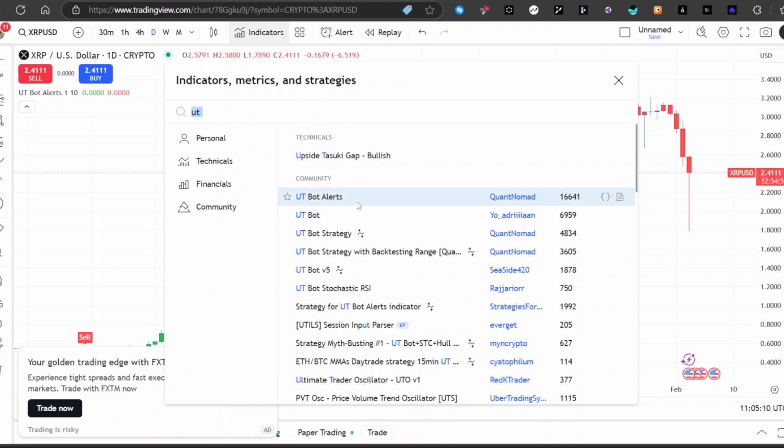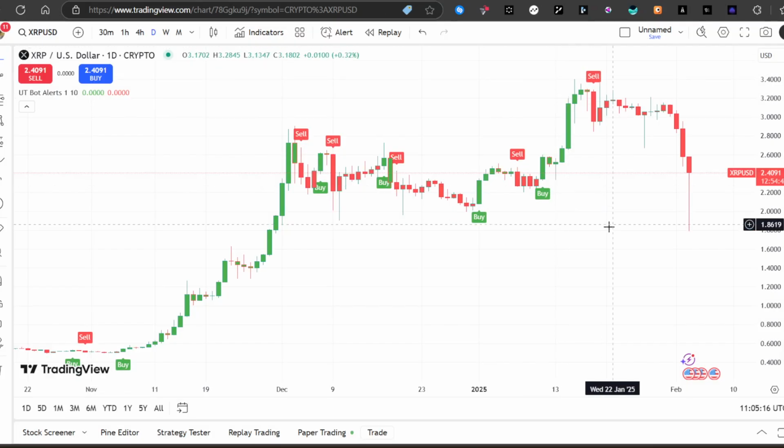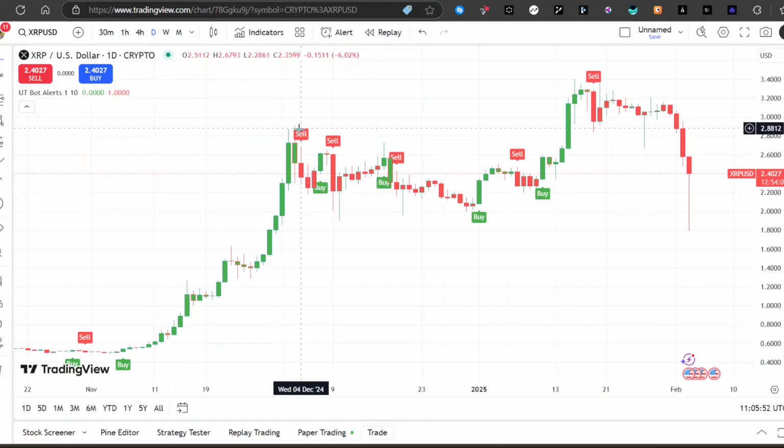The UT bot alert indicator. So this is how the indicator looks. So what exactly is the UT bot alert indicator and why is it effective? Now the UT bot alert indicator is an advanced trend following tool designed to help traders identify strong market movements. Okay, so it works by analyzing price position, understanding whether the market is in an uptrend or a downtrend, and tracking stop loss levels dynamically to manage risk effectively and helping traders to spot key trend reversals and trend continuation patterns.